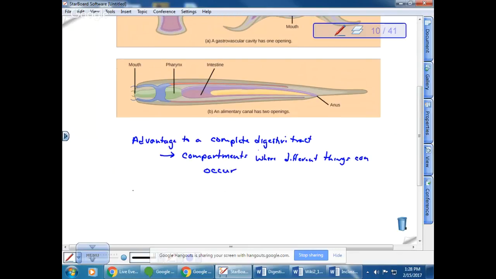So for example, in the stomach, it's super acidic, really low pH. And then when it goes into the small intestine, the pH actually has to be raised back to normal levels for the enzymes that come in from the pancreas to do their work. So when we have compartmentalization, that means that we can have part of it being the stomach where we have a high acid content.